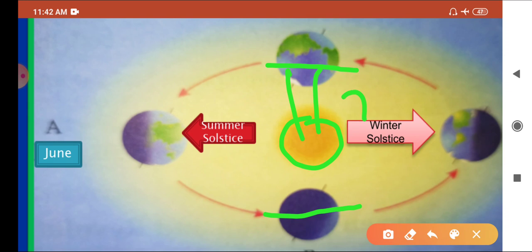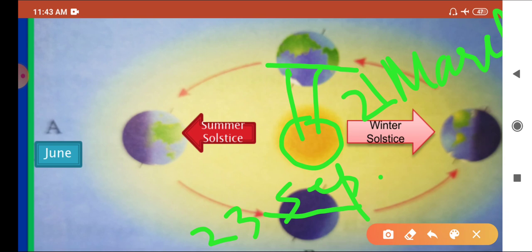So here on 21st March, and at this position on 23rd September, you can see these 2 days, direct rays of the sun fall on the equator. You can see that this central line of the earth, which divides our earth into 2 equal halves, is called the equator.